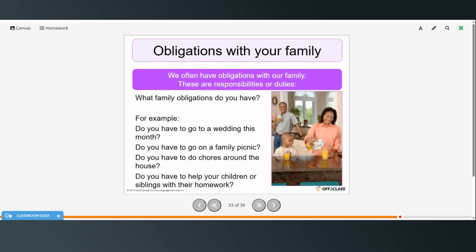And we often have obligations with our family. These are responsibilities or duties. So what family obligations do you have? For example, do you have to go to a wedding this month? Do you have to go on a family picnic? Do you have to do chores around the house? And do you have to help your children or siblings with their homework?